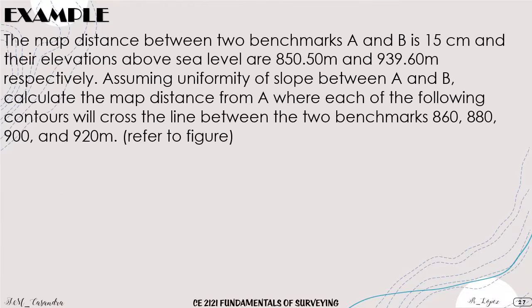So let's have an example. So we have a map distance between two benchmarks, AB, is 15 centimeters and their elevations above sea level are given at 850.50 meters and 939.6 meters respectively. Assuming uniformity of slope between A and B, calculate the map distance from A where each of the following contours will cross the line between the two benchmarks. So this would pass through 860, 880, 900, and 920 meters.